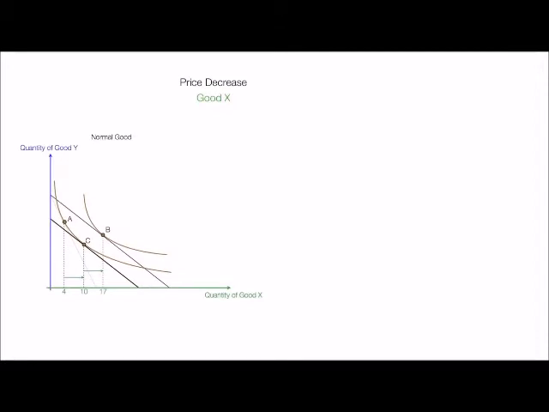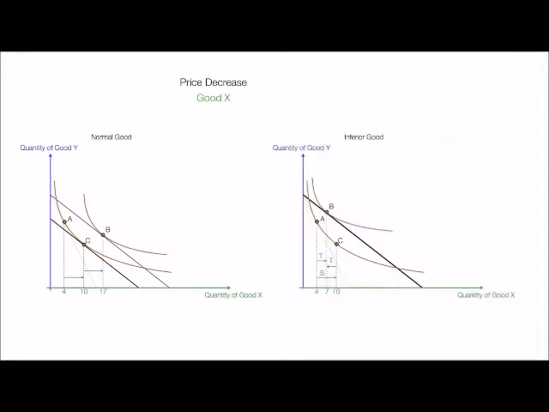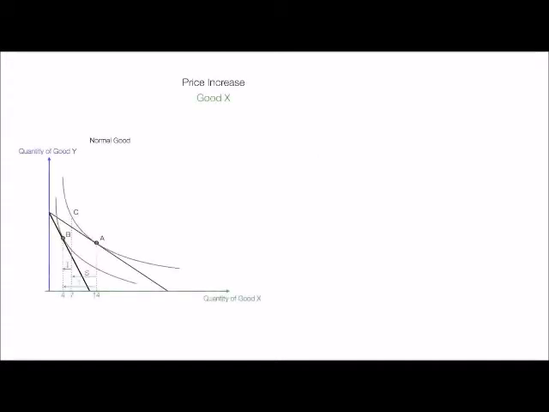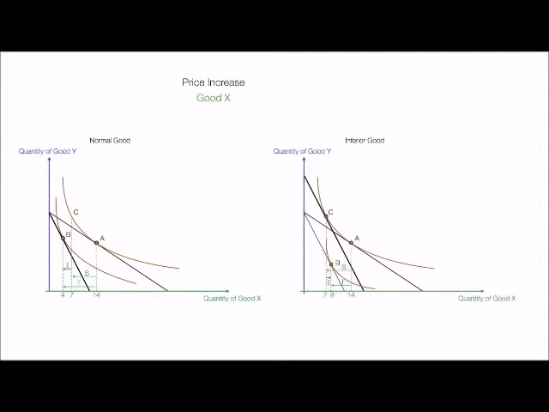Going to decrease the price of good X, and I'll show you the income and substitution effects for a normal good and also for an inferior good. I will also increase the price of good X and show you income and substitution effects for a normal and inferior good.